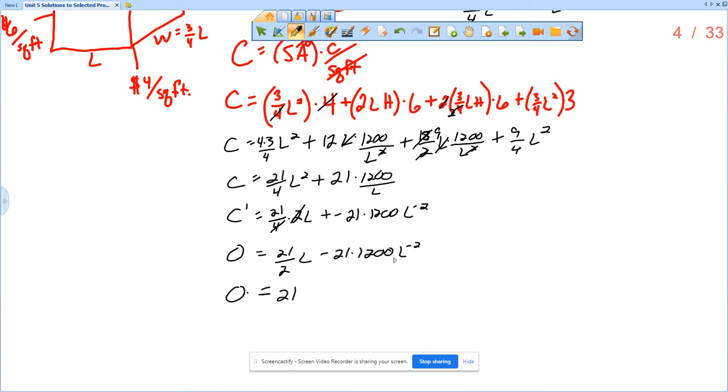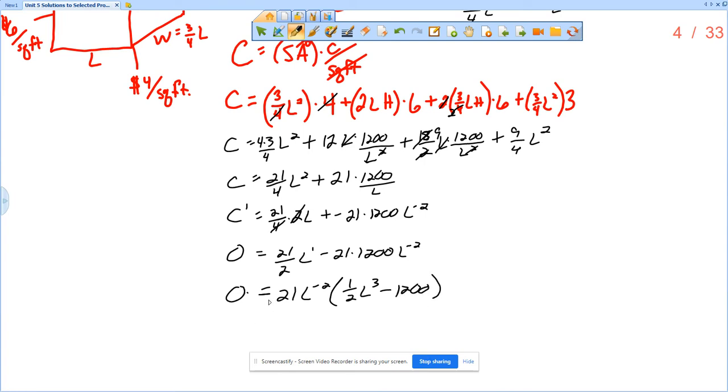And then I can factor out the lower power, so L to the negative second, all right? Which leaves me with 1/2 L to the what? Well, remember, this was L to the first, so I need to make this L cubed so that L to the negative second, so -2 plus 3 is 1. All right, and then I have a minus. Now I factored out the 21, so I have a 1,200 remaining.